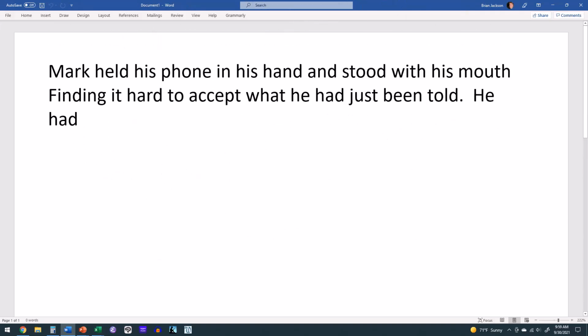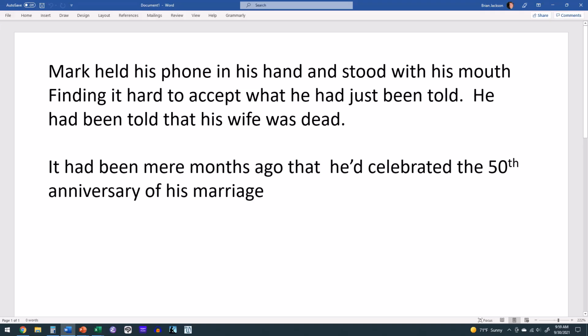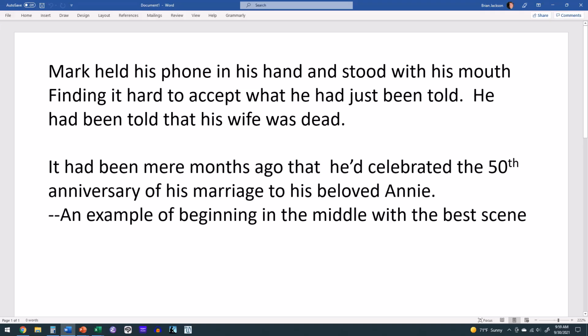"Mark held his phone in his hand and stood with his mouth open, finding it hard to accept what he had just been told. He had been told that his wife was dead. It had been mere months ago that he'd celebrated his 50th anniversary of his marriage to his beloved Annie." So here, you're opening with the most dramatic part of the story. This is just like that critique that I told you earlier about a story a fellow student had written. You want to begin with the grabber. Begin with the phone call, and then you can go back and you can write about what happened in the past.